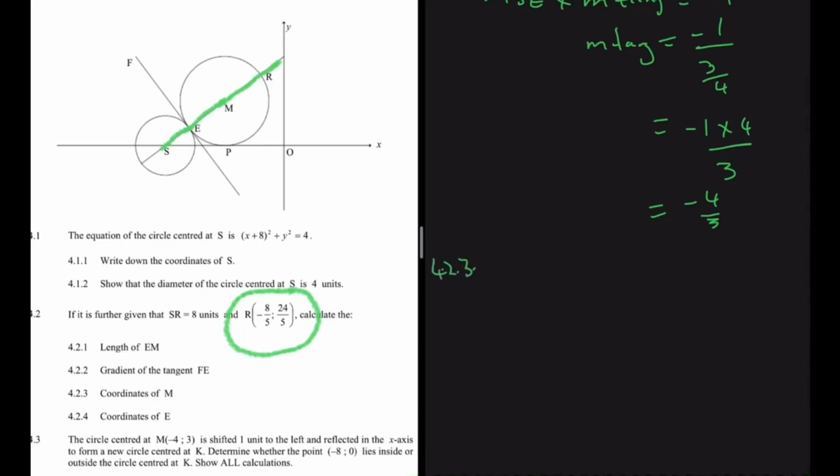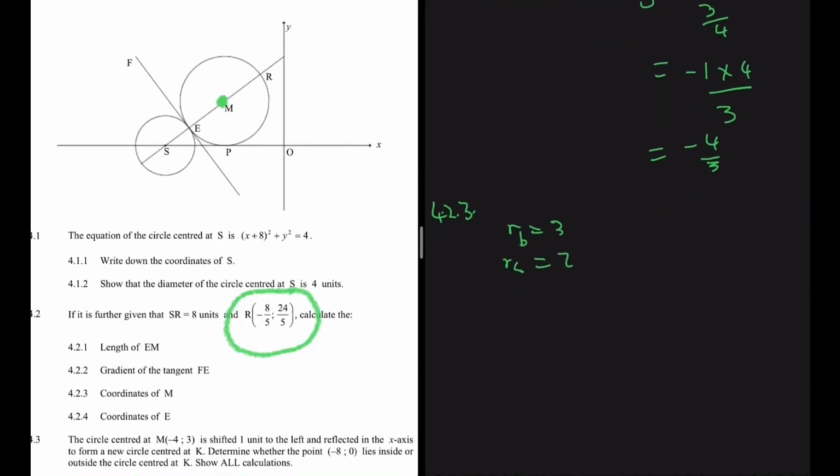4.2.3 says, let's find the coordinates of M. So M is the center of the big circle, right? What do we know up to this point? We know the radius of the big circle is 3 units, right? And then we know the radius of the small circle, it is 2 units. And then we know the coordinates of S, and then we know the coordinates of R. That's all we know, right?